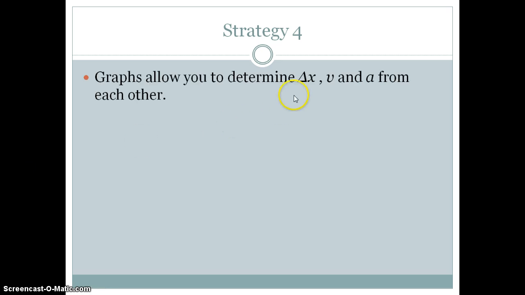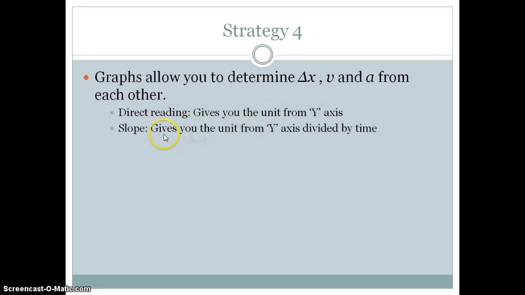Graphs allow you to determine displacement, velocity, and acceleration from each other. So the direct reading gives you the unit on the y-axis. The slope gives you the unit of the y-axis divided by time. And the area gives you the y unit multiplied by time. So let's make a table of all the possibilities.